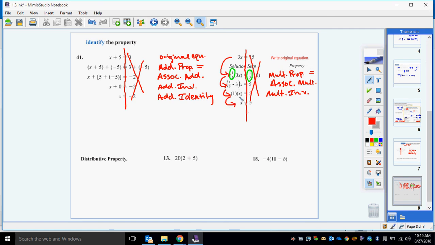Okay, so last one. How do we get from 1 times x to x? This one's not so obvious. Well, we're multiplying. And we're multiplying by 1. And we're getting the original problem. So x times 1, and we get its identity. If we're multiplying by 1, that's the identity property, and we're multiplying, so multiplicative identity. It gives you itself.